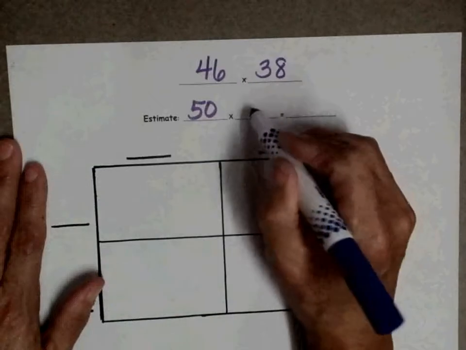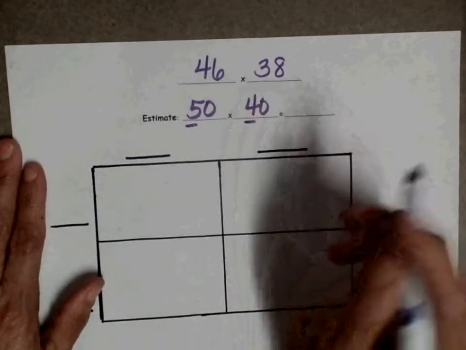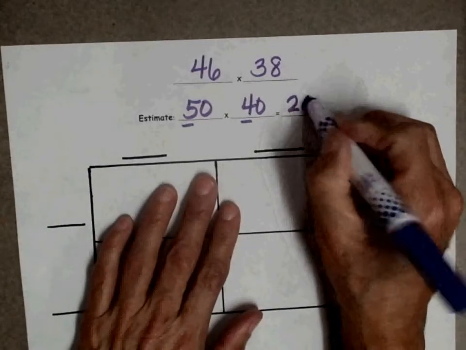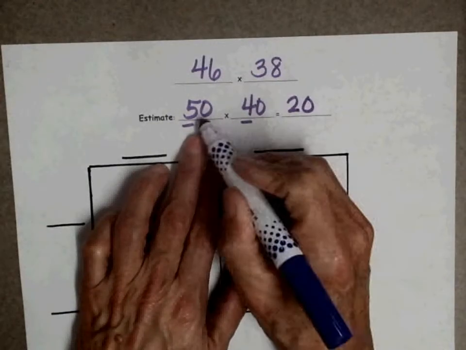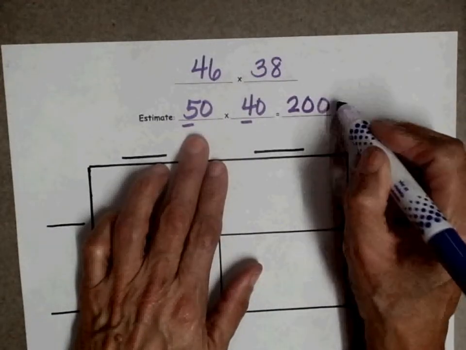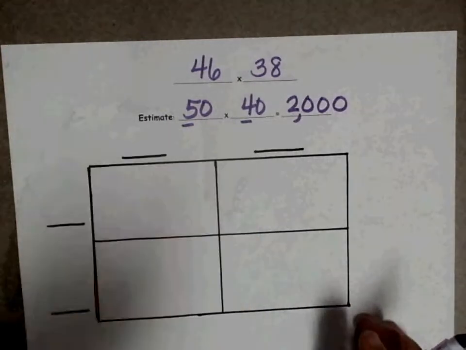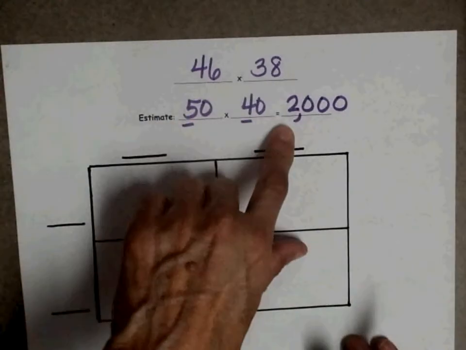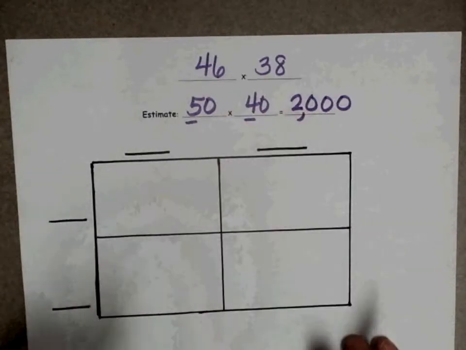It's closer to 40. I'm going to underline my basic math fact, which is 5 times 4. And we know, boys and girls, 5 times 4 is 20. Then we shift each of our digits over 2 place values to the left so that now we have 2,000. This is an estimate. This estimate will be a little bit higher than the actual product because both of our numbers rounded up. So our actual product will be a little less than 2,000.